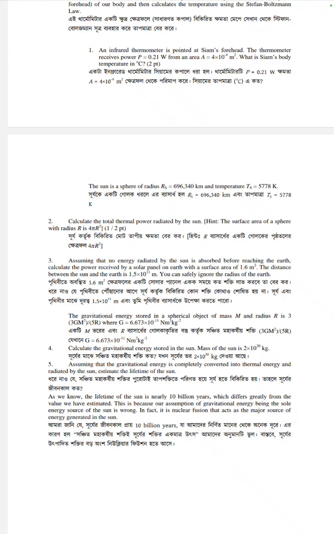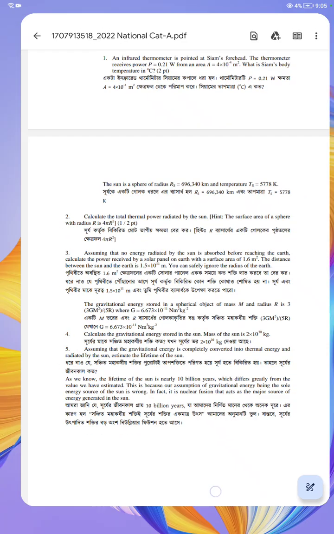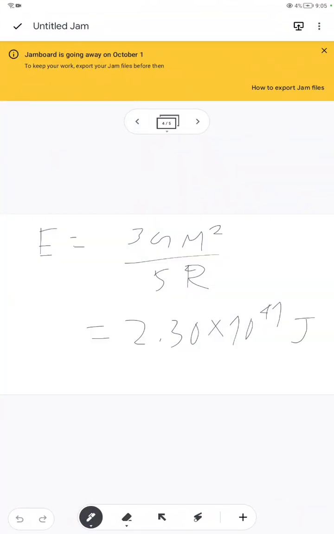Let's do number 5. We will come back to number 3 later. It requires a bit of idea from physics. So we're coming back to number 3 later. Let's do number 5 first. It's much simpler. Assuming that the gravitational energy is completely converted into thermal energy and radiated by the sun, estimate the lifetime of the sun. So this whole energy they're saying is getting converted to thermal energy. So that would give the lifetime of the sun.